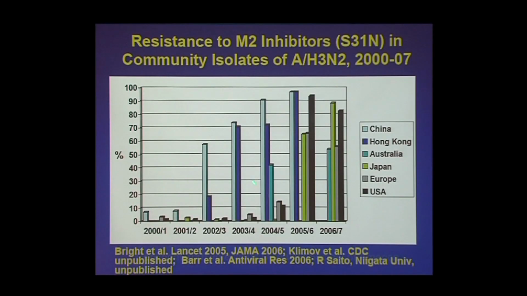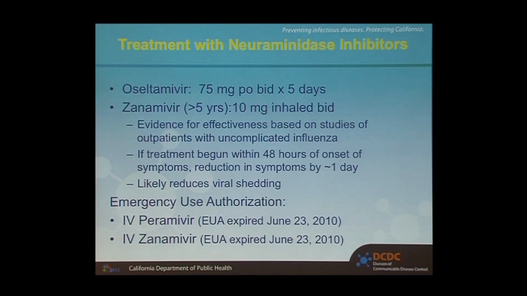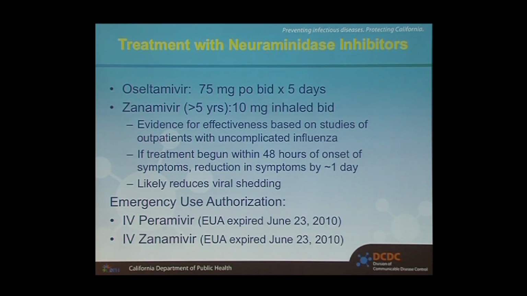So no one knows for sure, but we now know that we can't use this drug anymore, because it's pretty much resistant worldwide. So that leaves us with these drugs called neuraminidase inhibitors. They prevent release of progeny virus, and they've been around for a while. The most common one is oseltamivir, or you might know it as Tamiflu. I have no disclosures, by the way. And this is a 5-day course.